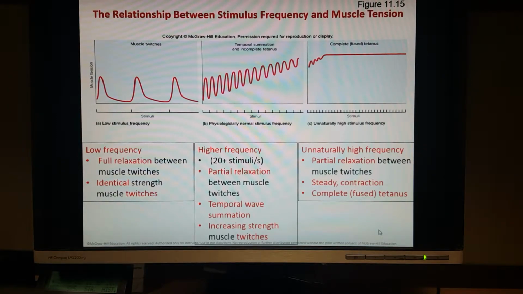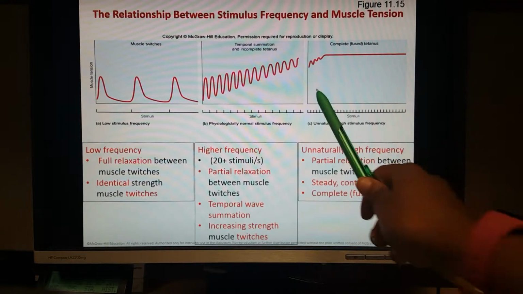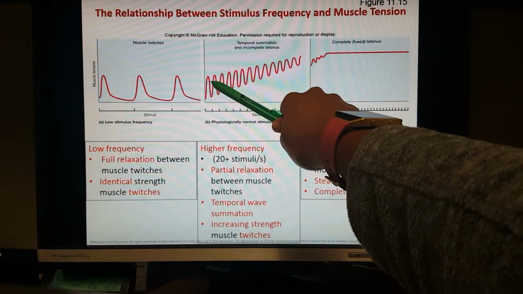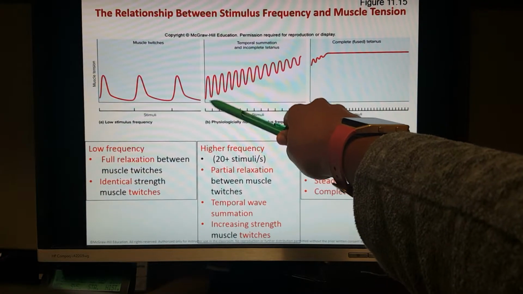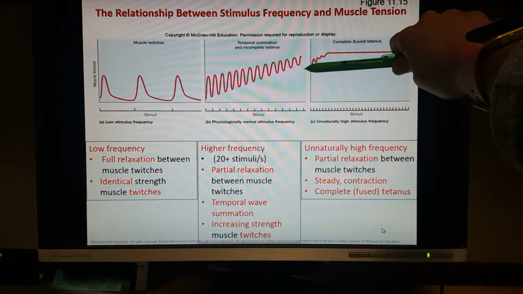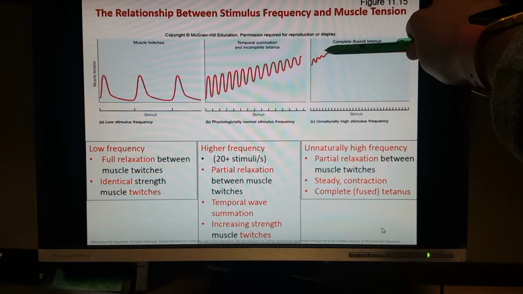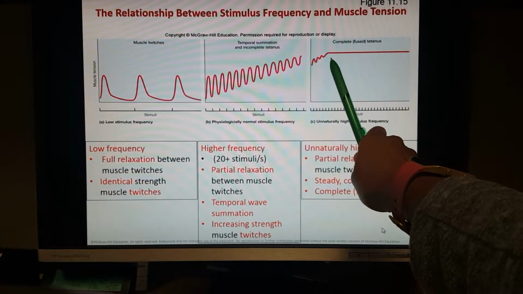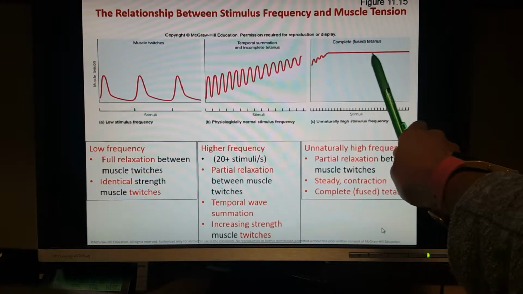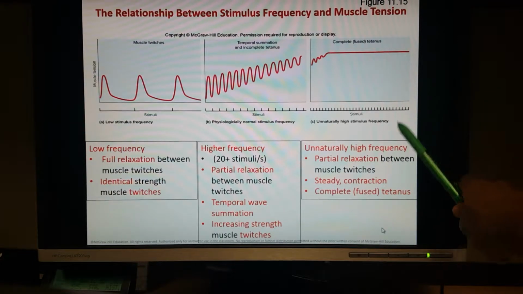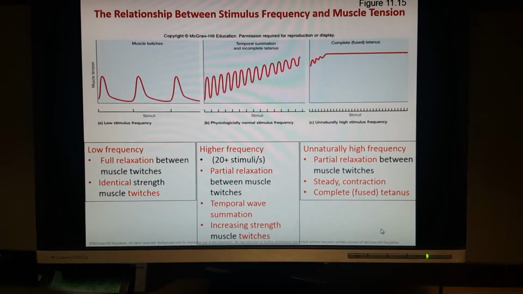For stimuli that are unnaturally high in frequency, very, very quick stimuli, still the same voltage, the timing is so quick that again you have partial relaxation. Except here, instead of allowing at least some relaxation for temporal wave summation, the relaxation is so short because you're already getting another stimulus that you quickly build up into what's called a complete tetanus. This is also called a fused tetanus, where there's a steady contraction and your muscle just stays contracted. It has no time to relieve the tension in that muscle.